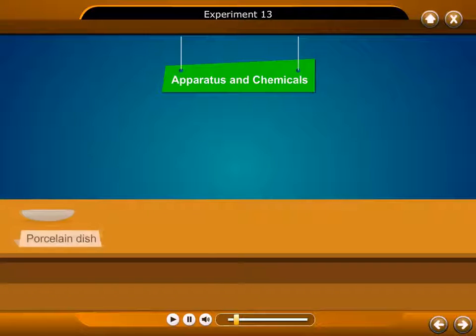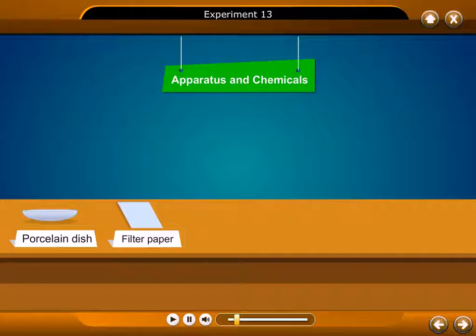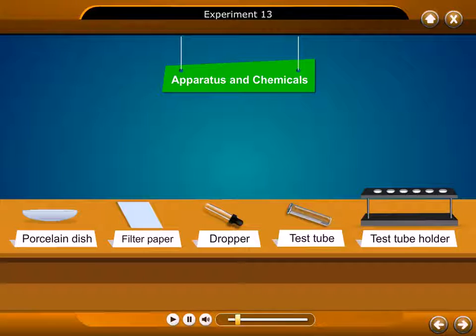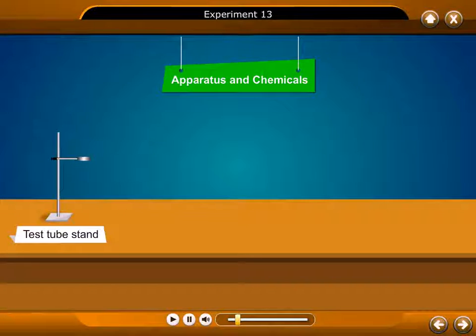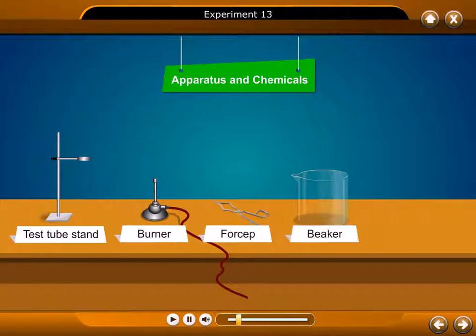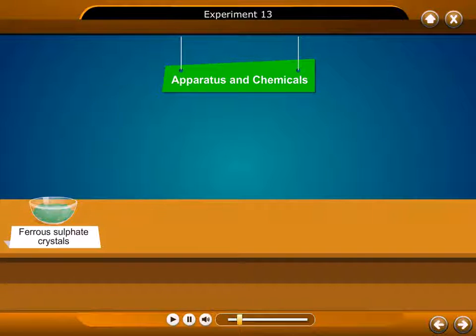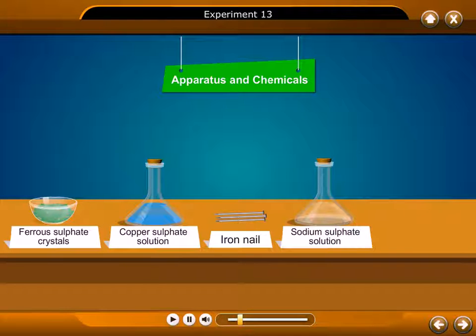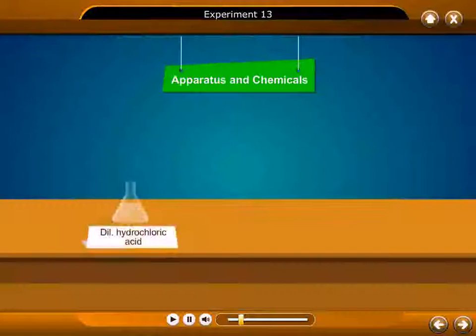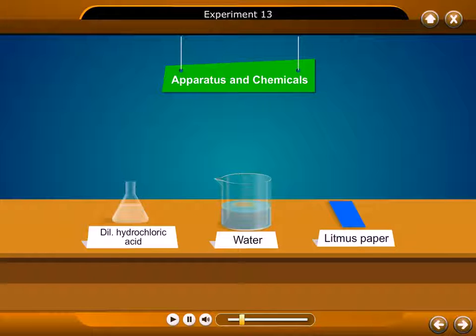Apparatus and chemicals: porcelain dish, filter papers, dropper, hard glass test tube holder, test tube stand, burner, a pair of forceps and beaker, quicklime, ferrous sulfate crystals, copper sulfate solution, iron nails, sodium sulfate solution, barium chloride solution, dilute hydrochloric acid, water, and litmus papers.